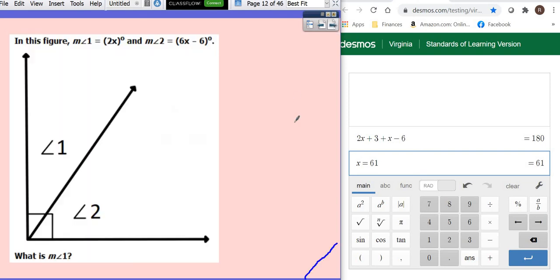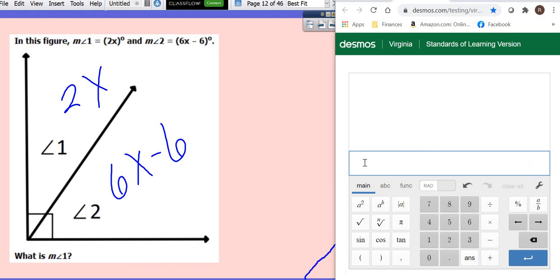All right, our next one. That is a complementary angle. That means it equals 90. The measure of angle 1 is 2x, and the measure of angle 2 is 6x minus 6. Again, I know that together they are 90. So I'm going to put my 2x together with my 6x minus 6. Then I'm going to go to my next line. They want the measure of angle 1, but to find that, I have to find my x value first.